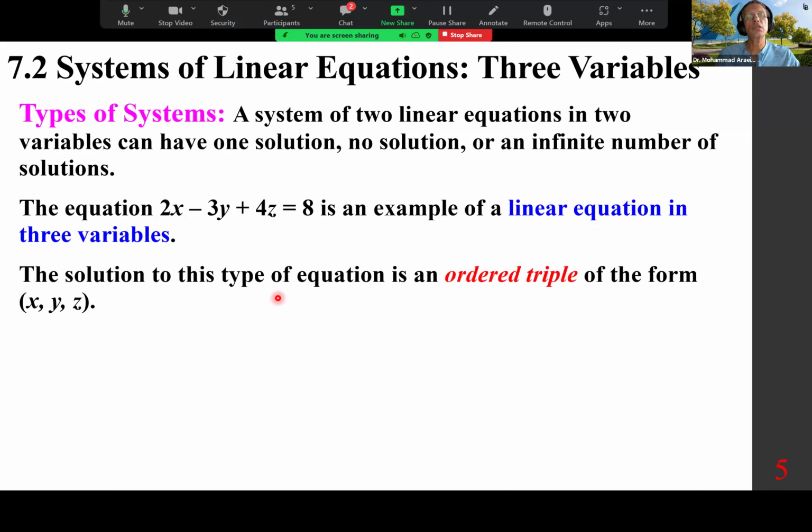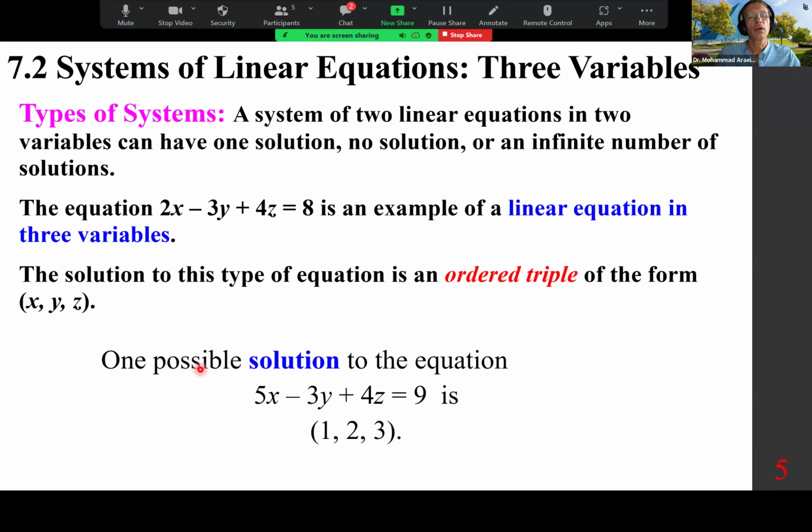The solution to this type of equation is an ordered triple of the form x, y, z. Remember, in the case of linear equations in two variables, we have x and y. Here we have x, y, z, although we can use other variables. So one possible solution to this equation, 5x minus 3y plus 4z equals 9 is 1, 2, 3.